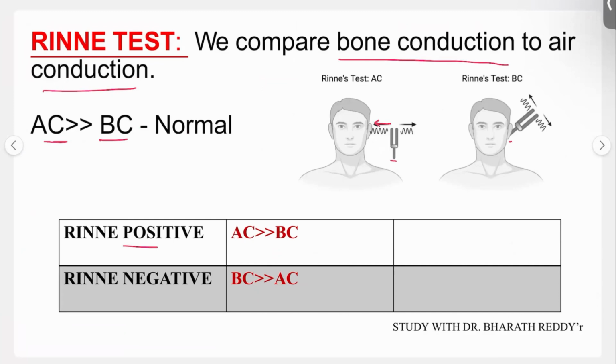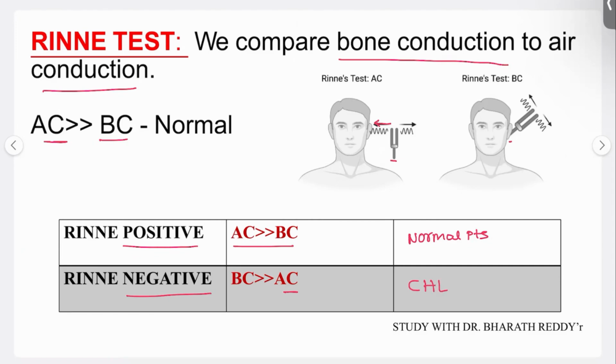So Rinne's positive is air conduction better than bone conduction, as in all normal individuals. But in case the patient is not appreciating the air conduction, that means the bone conduction is better but air conduction is poor. So this is Rinne's negative, commonly seen in conductive hearing loss.